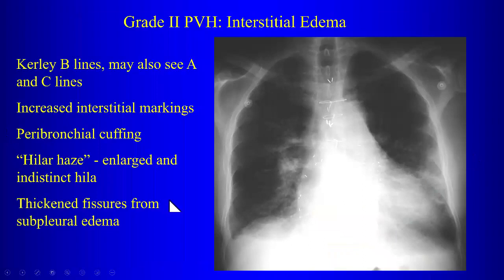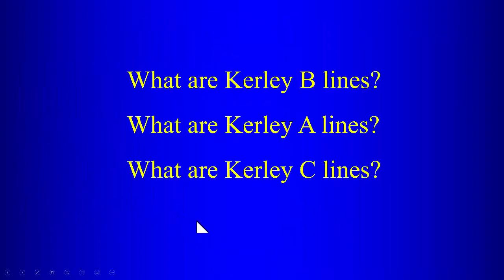With grade 2 pulmonary venous hypertension, we get interstitial edema, and there we get curly lines. You can also have some pericardial cupping, thickened fissures. What are curly B lines? Transverse thickened pulmonary septa. Where do they occur? Bases, and periphery. In the periphery.